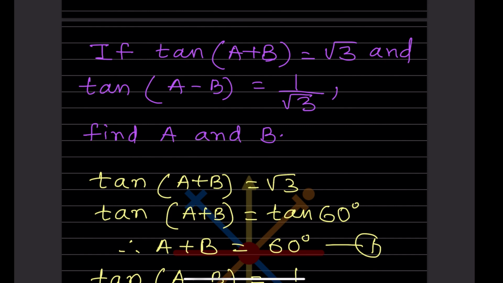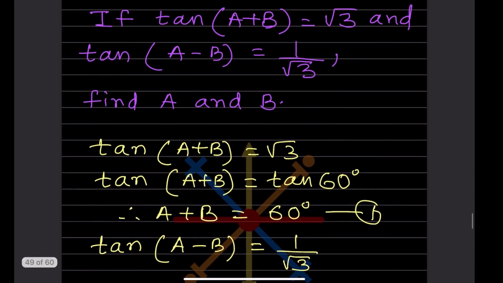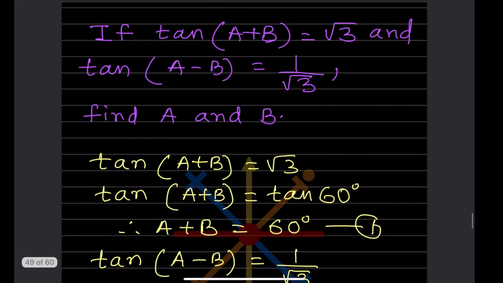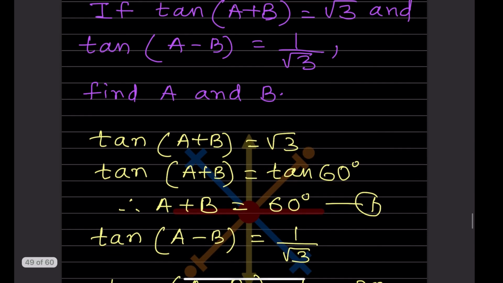If tan(A plus B) is equal to root 3 and tan(A minus B) is 1 by root 3, we have to find A and B. It's given here tan(A plus B) is equal to root 3. Where we have root 3 in tan, that is tan 60. So we can also write this as tan(A plus B) equals tan 60. Now when we compare this, A plus B is equal to 60. Let us consider this as equation number 1.